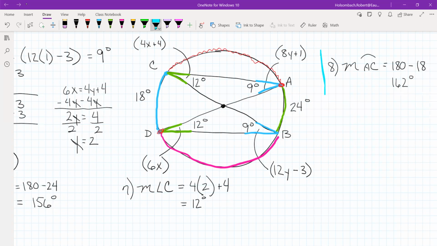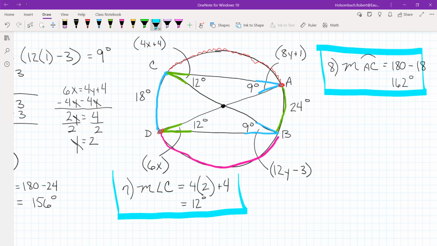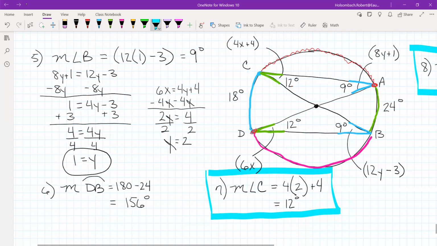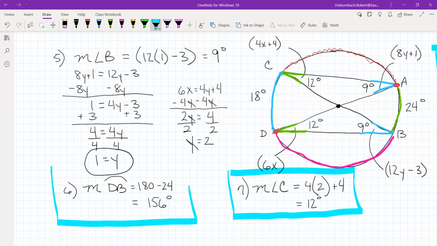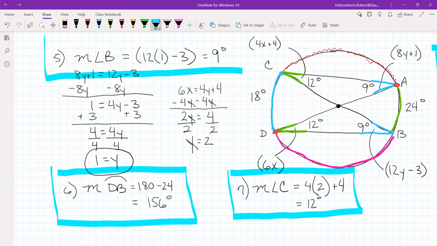All right, so here's number 8, 7, 6, and 5, and 5. Yes. You can.